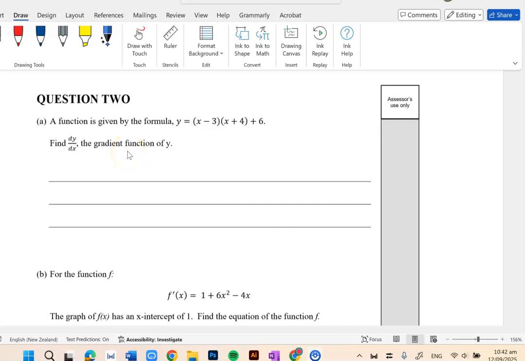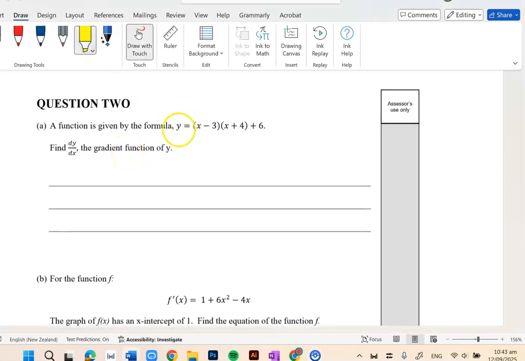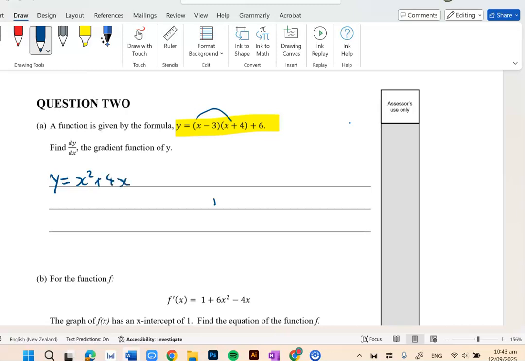Alright, the first thing we need to do is expand this out to a form where we can actually differentiate it properly. So, if we expand it out, x times x is x squared, x times 4 is plus 4x, then we've got negative 3 times x, negative 3x, and then negative 3 times 4 is negative 12, and we still have that plus 6 on the end, so I'll leave it out. So if we simplify this, we're going to get y equals x squared plus x minus 6.